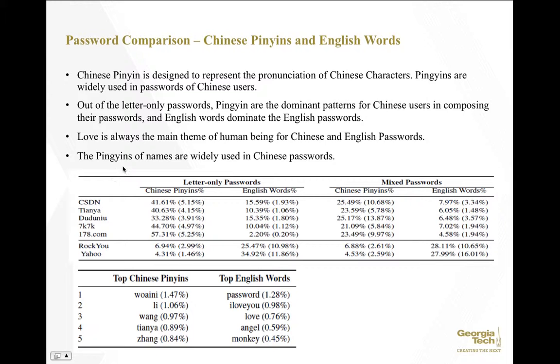And also, the names in pinyin are widely used in Chinese passwords, like the last name Li, last name Wang, and last name Zhang. This is also my last name.